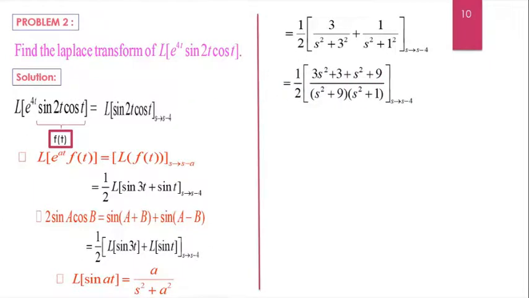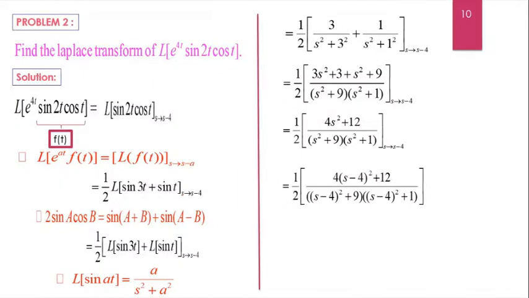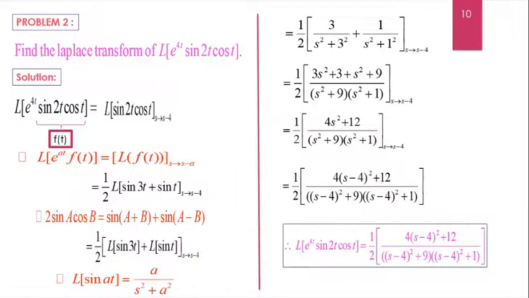Now when simplified under the bracket, we get 1/2 into 3s square plus 3 plus s square plus 9 divided by (s square plus 9) into (s square plus 1). When further simplified, we get 1/2 into 4s square plus 12 divided by (s square plus 9) into (s square plus 1). So now we replace our s by s minus 4 and finally we get the solution as Laplace of e power 4t sin 2t cos t to be equal to 1/2 into 4 into (s minus 4) the whole square plus 12 divided by (s minus 4) the whole square plus 9 into (s minus 4) the whole square plus 1.